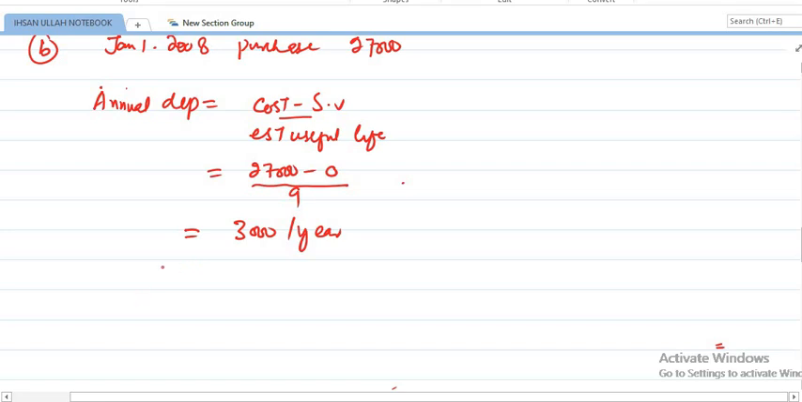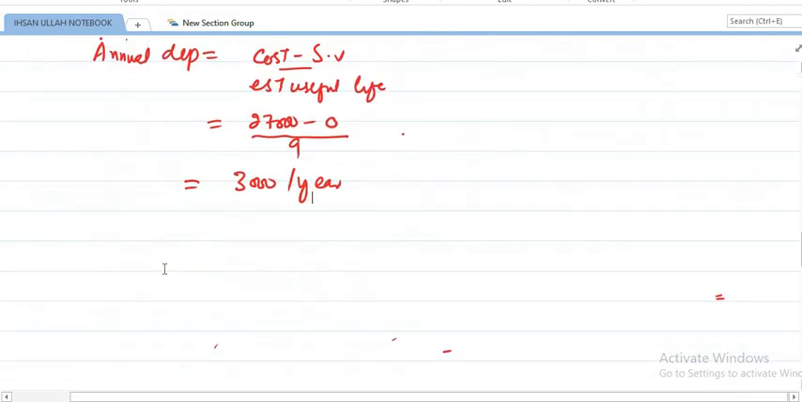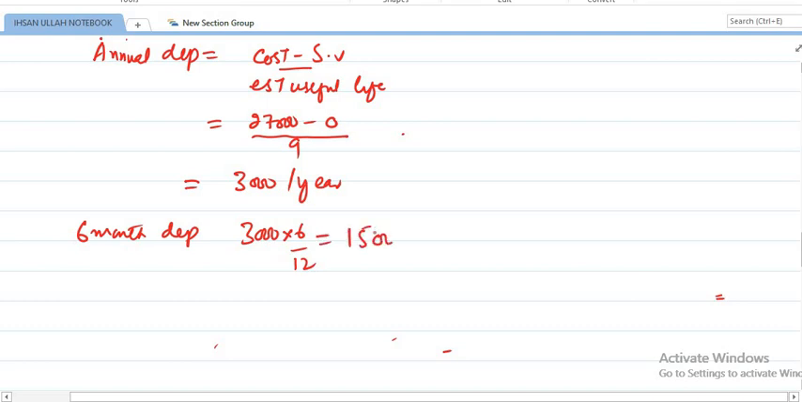Now the asset was purchased on 1st Jan 2008, but it was discarded on June 30, 2008. This means the asset was used for just 6 months, so we have to calculate the 6 month depreciation. The 6 month depreciation will be 3,000 multiplied by 6 divided by 12, and we get 1,500. This is the depreciation for 6 months.